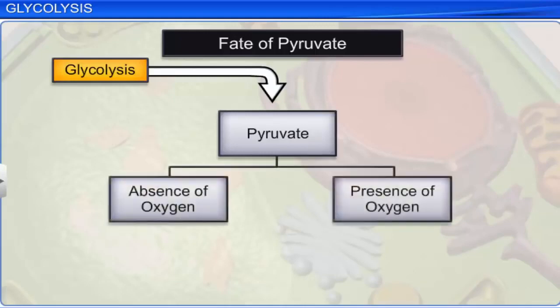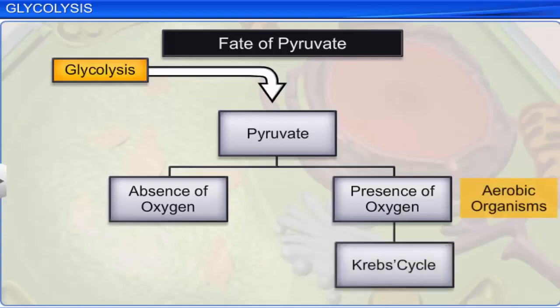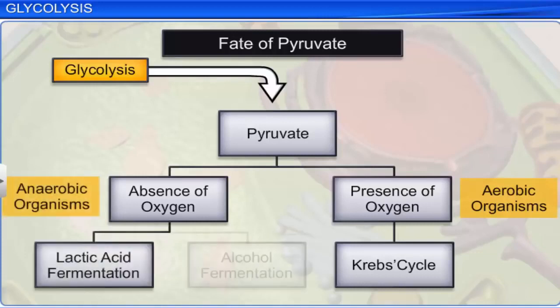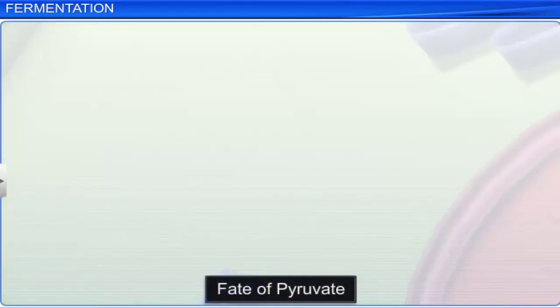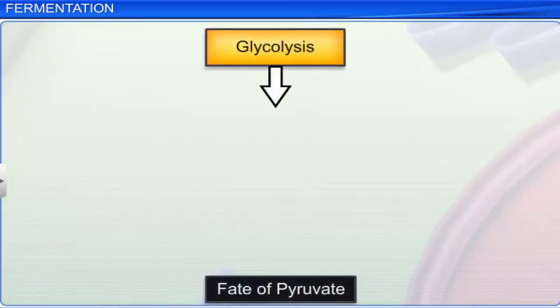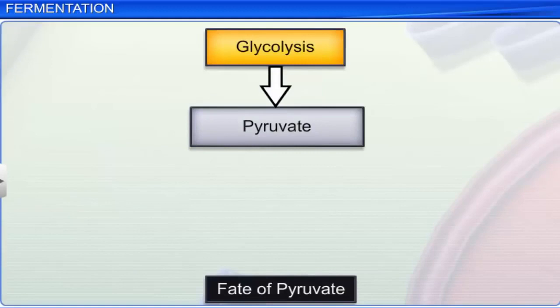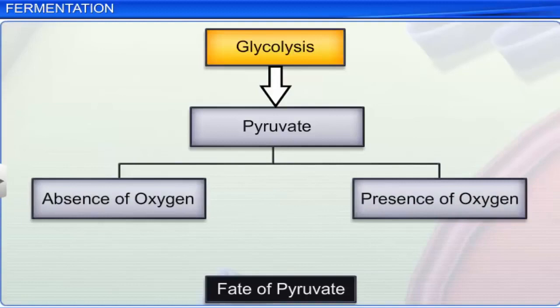It can be utilized in different ways based on the availability of oxygen. In the presence of oxygen, it is utilized by aerobic organisms in Krebs cycle for complete oxidation. In the absence of oxygen, it is utilized by anaerobic organisms in lactic acid or alcohol fermentation. In a plant cell, glycolysis leads to the formation of pyruvic acid or pyruvate. Further, it is broken down based on the availability of oxygen.